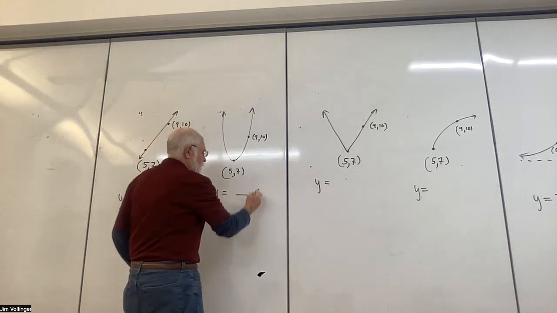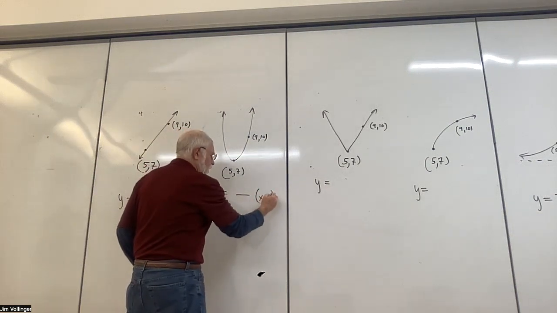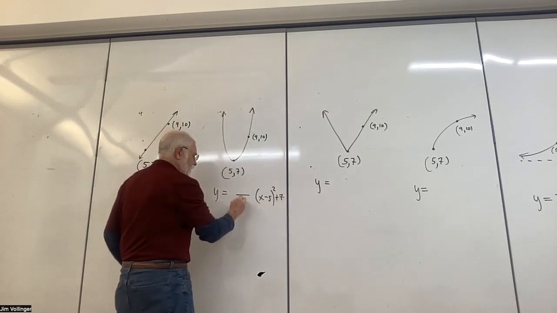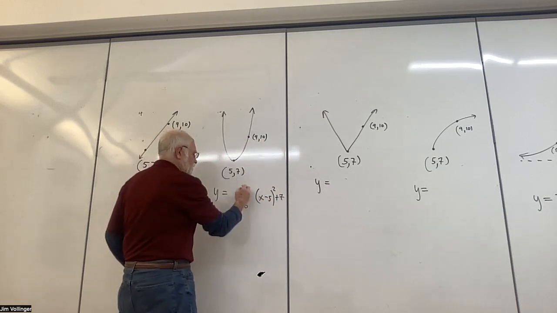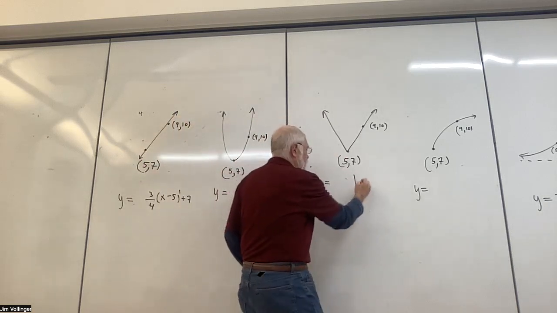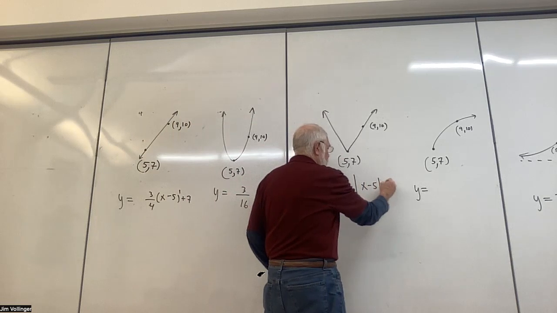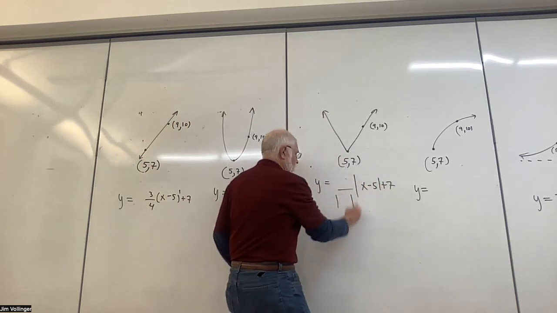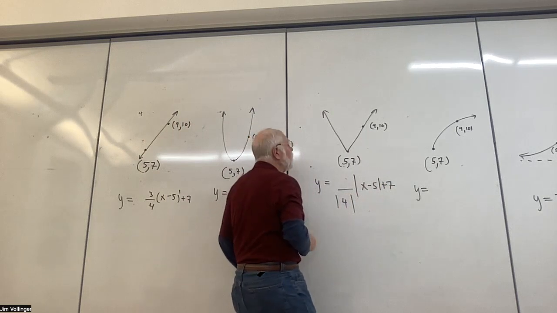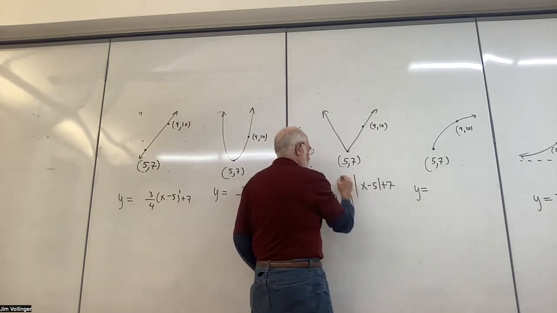Quadratic. (x minus 5) squared plus 7. Quadratic change from 5 to 9 is 16. 7 to 10 still change of 3. Absolute value. Absolute value of (x minus 5) plus 7. Absolute value change from 5 to 9, 4. Absolute value of 4 change. 7 to 10, 3.